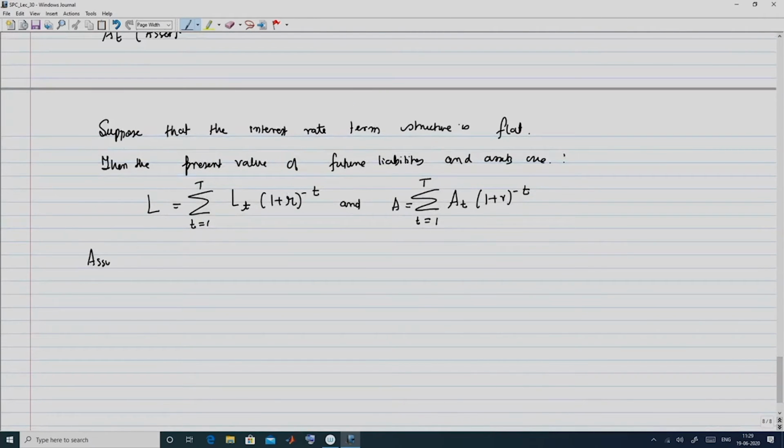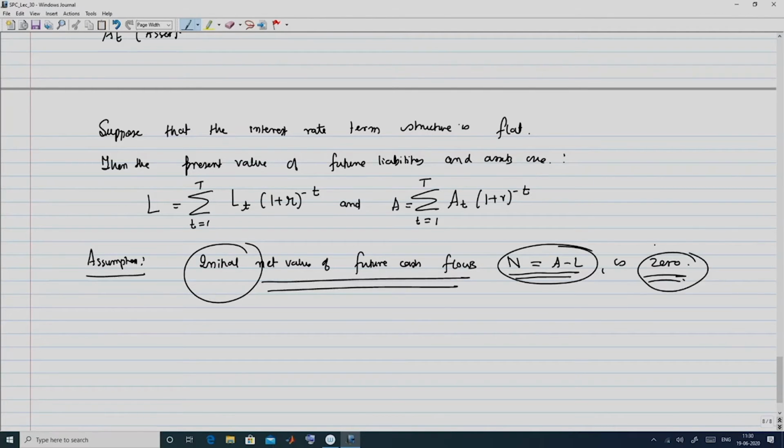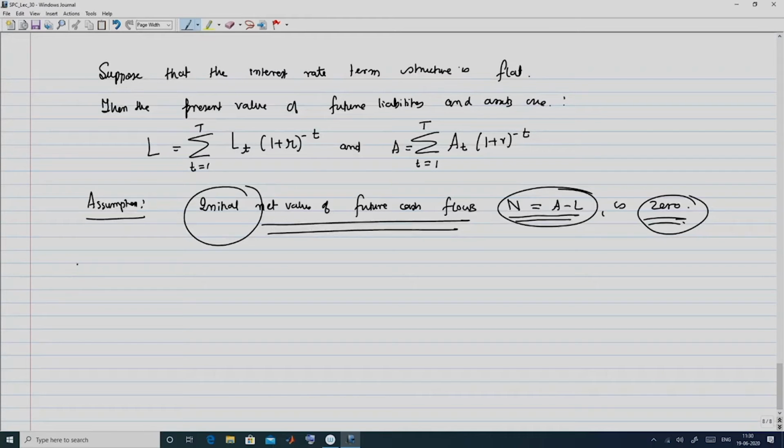And the assumption is that the initial net value of future cash flows, I will use N equal to A minus L. So, this is the net value, and this is 0 at the initial time. So, N equal to A minus L is the generic net value of future cash flows, and at the initial time point we take this to be equal to 0. So, initially we have A equal to L.